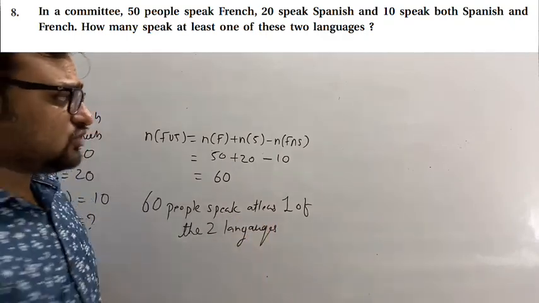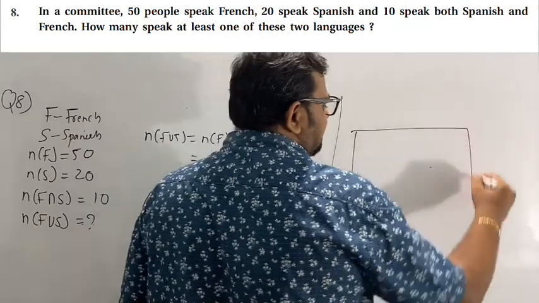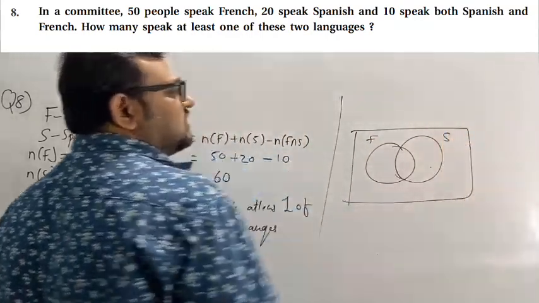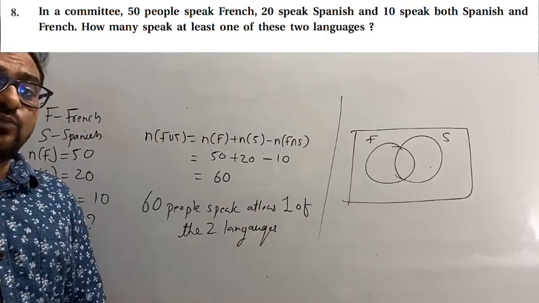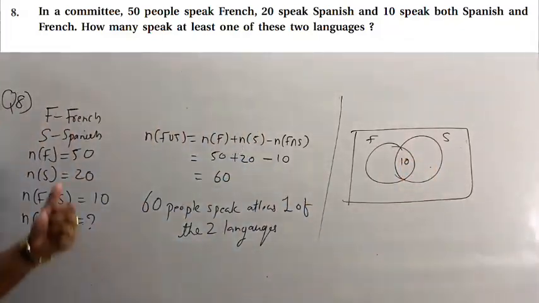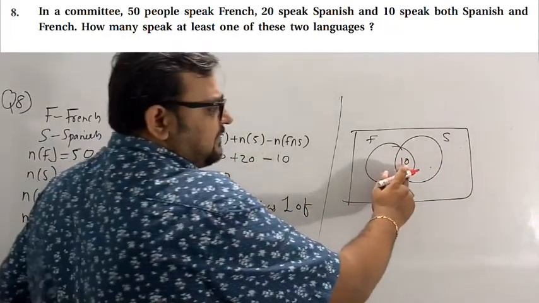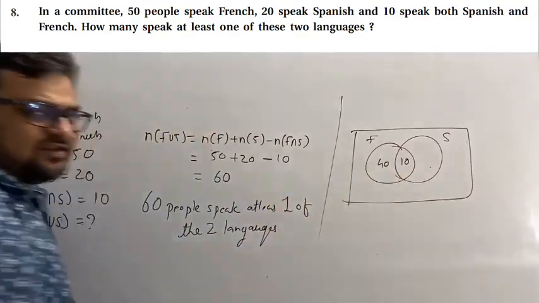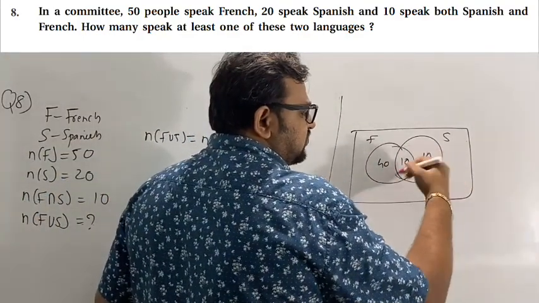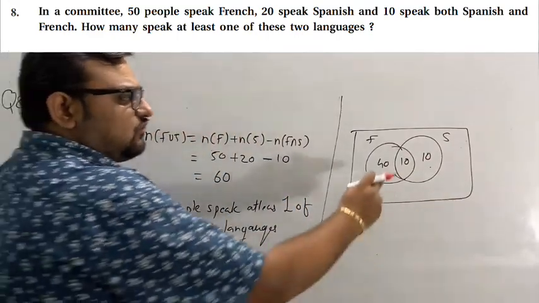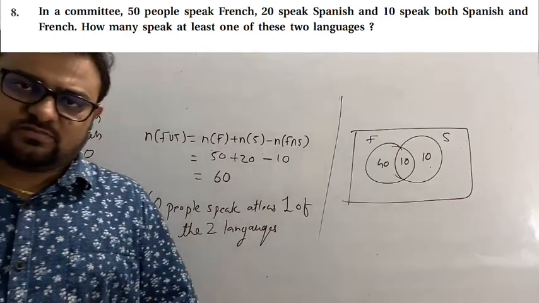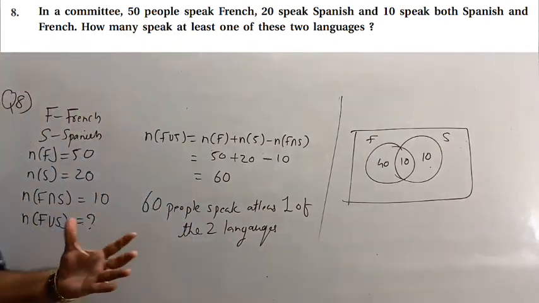Okay? If you want to solve it using a Venn diagram, F for French, S for Spanish. When you try to build the Venn diagram, first the common thing, F intersection S, 10. Now how many speak French? 50. Out of them, 10 are there. So 40. 40 plus 10, 50. Spanish, 20. Out of them, 10 are given. So 10 plus 10, 20. So just 40 plus 10, 50 plus 10, 60 people. Clear? So note down question number 8.